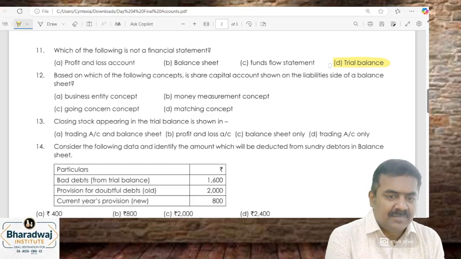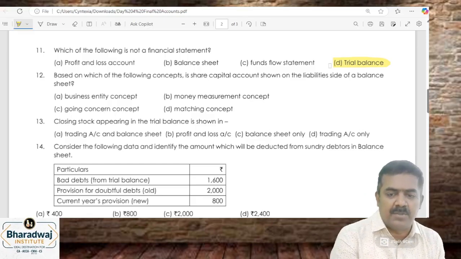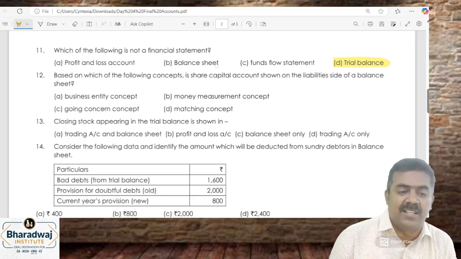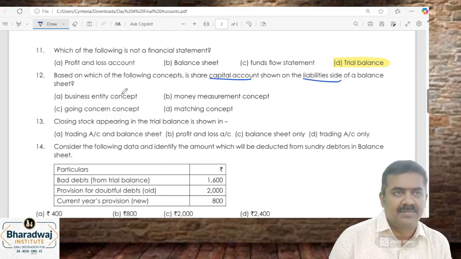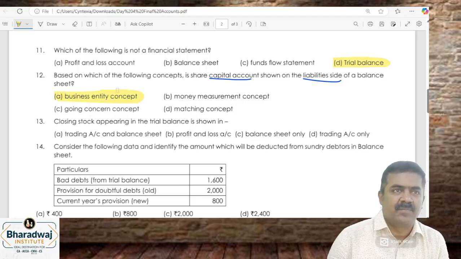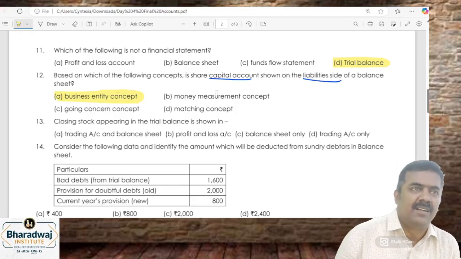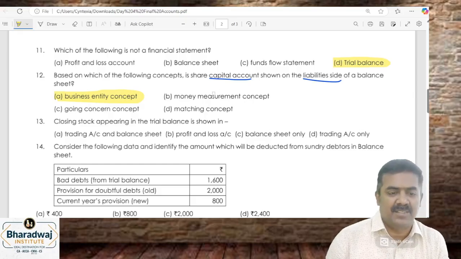Question 12. Based on which of the following concepts is share capital account shown on the liability side of the balance sheet? Business entity concept. We treat the owner and the business as separate entities. That is why capital is shown on which side? The liability side.